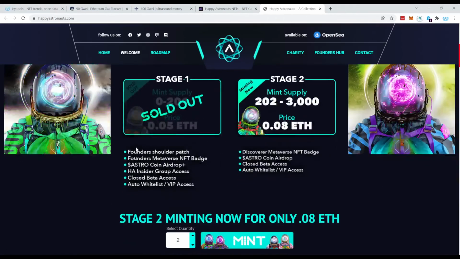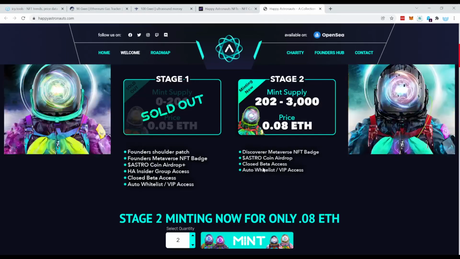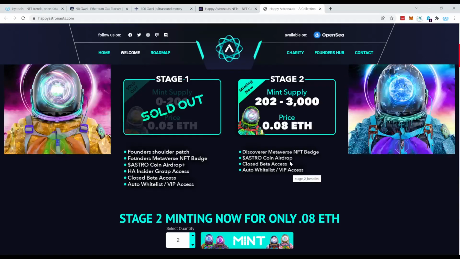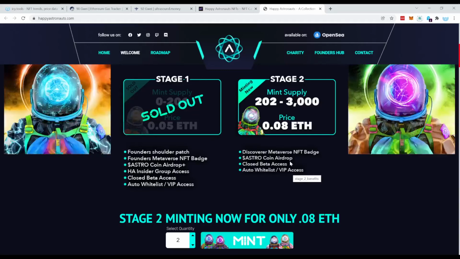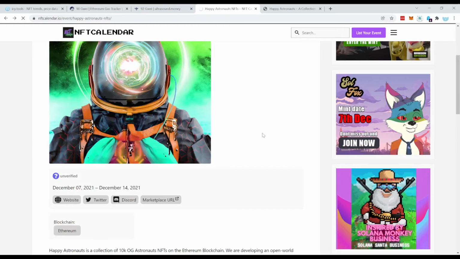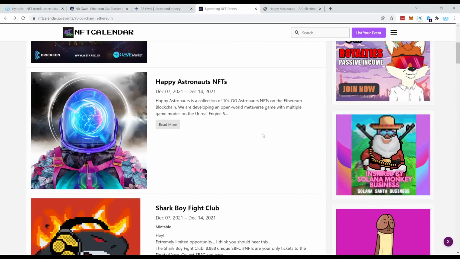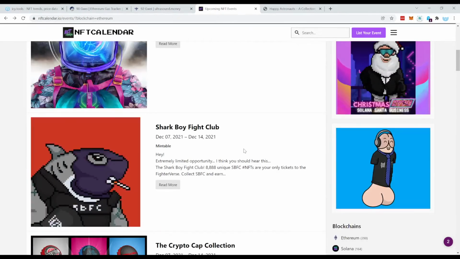Then you see even here what perks it gives you, right? Discover Metaverse NFT badge, AstroCoin airdrop, close beta access, auto whitelist VIP access. So you already have some perks from this one. Another positive sign for this drop right here, that you get something for it, because there are unfortunately plenty of NFT drops every day. And I would say 95% of them are pure garbage. So it's just a pure waste of money and time.